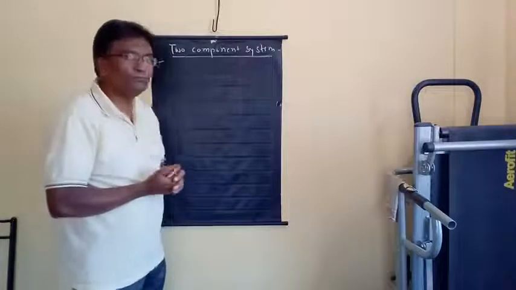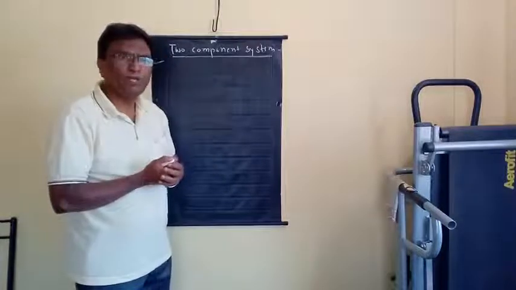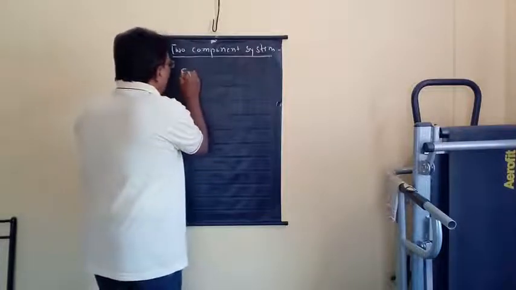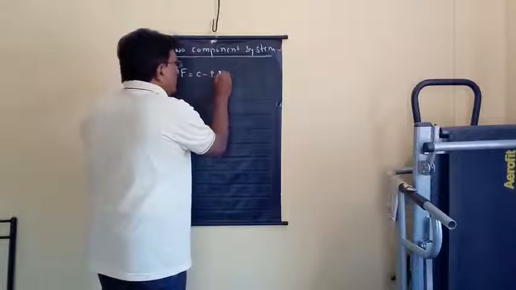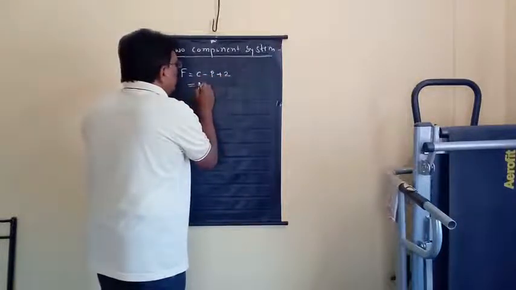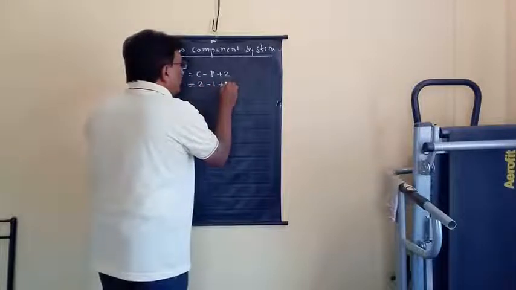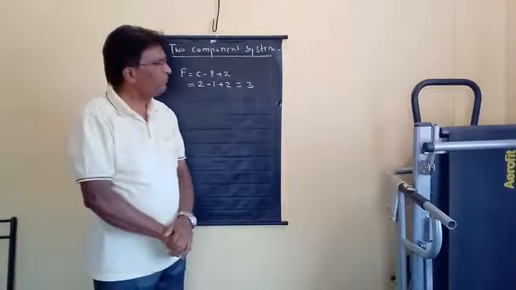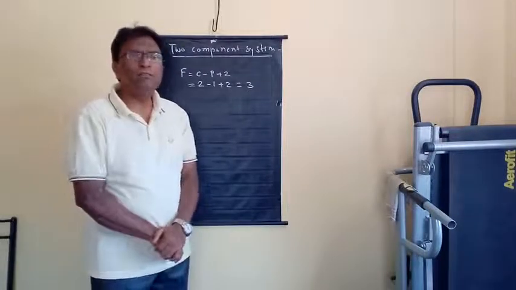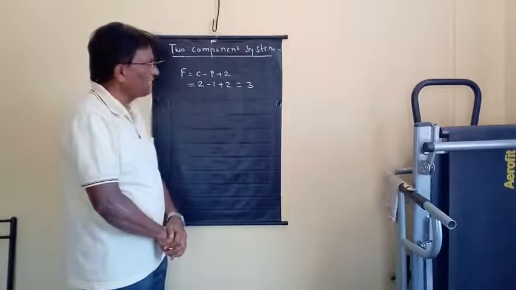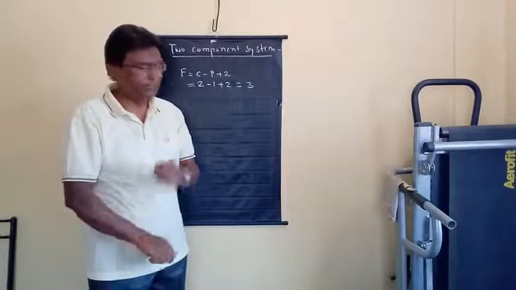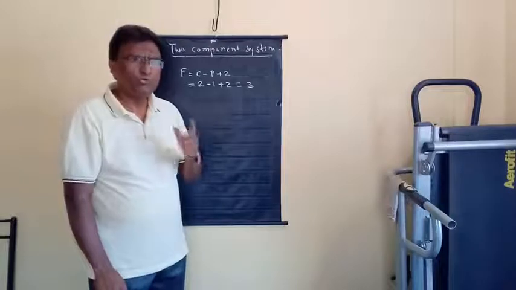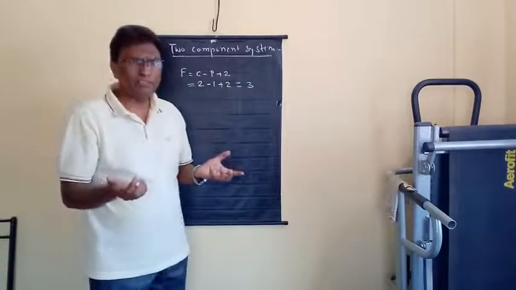Now suppose both these components are present in one phase, then the degree of freedom becomes, according to the phase rule, 2 minus 1 plus 2, that is equal to 3. What it means is that in order to define the system completely at equilibrium, at least 3 variables are to be stated. Now, in order to state 3 variables, we require 3 coordinate axes.